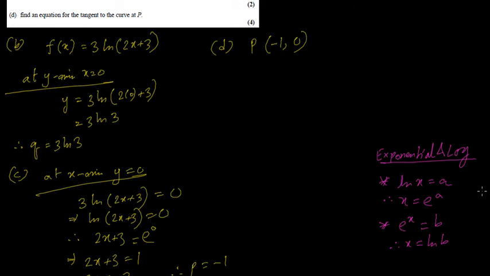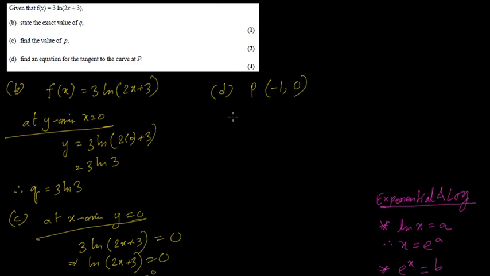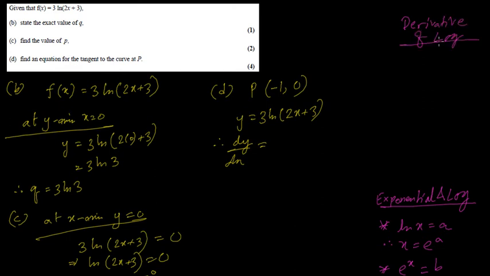Now we have to find the equation of the tangent. For finding the equation of the tangent, we need to find dy by dx. So y equals 3 ln (2x plus 3). Therefore dy by dx equals, so we need to review the formula, the derivative of log. Log means ln is also log. So d by dx of ln (ax plus b) is going to be the reciprocal, 1 by ax plus b. And remember the chain rule, d by dx of the simple algebra, which is ax plus b. So this is the rule.